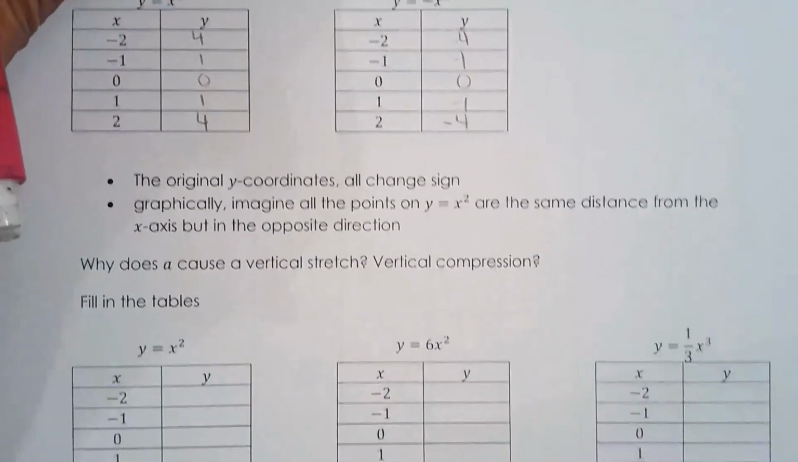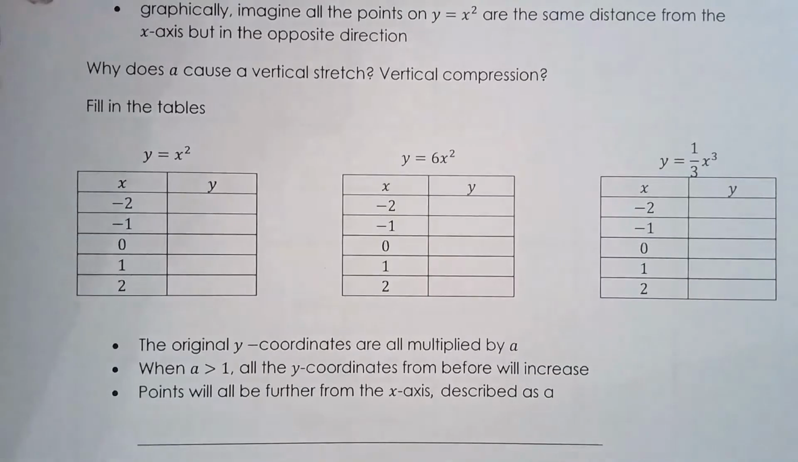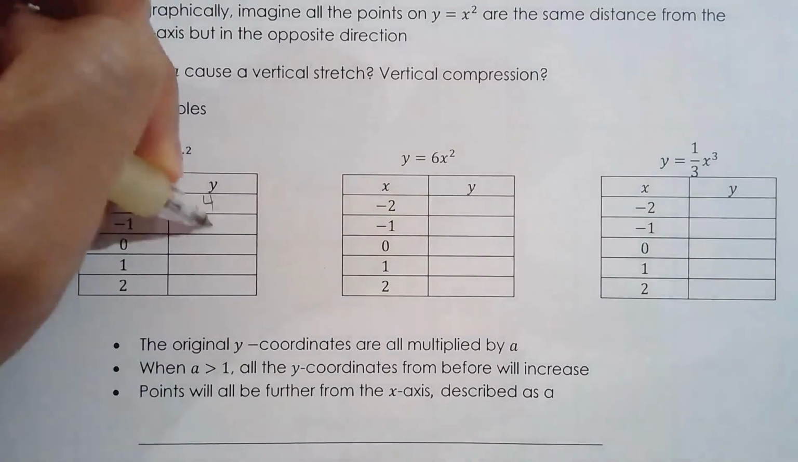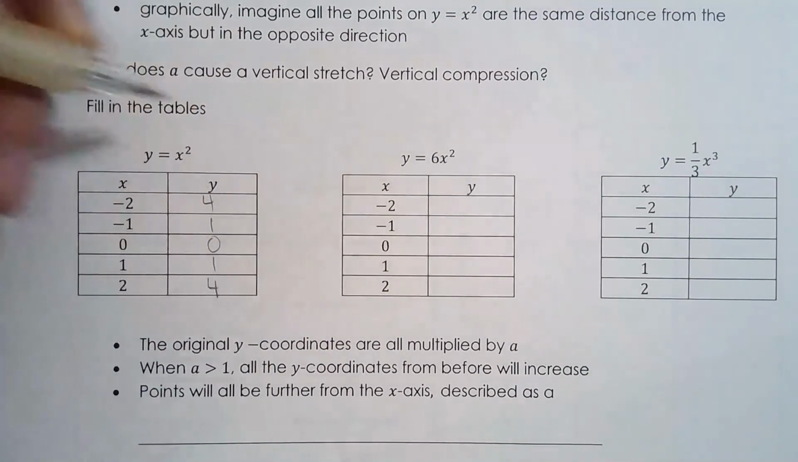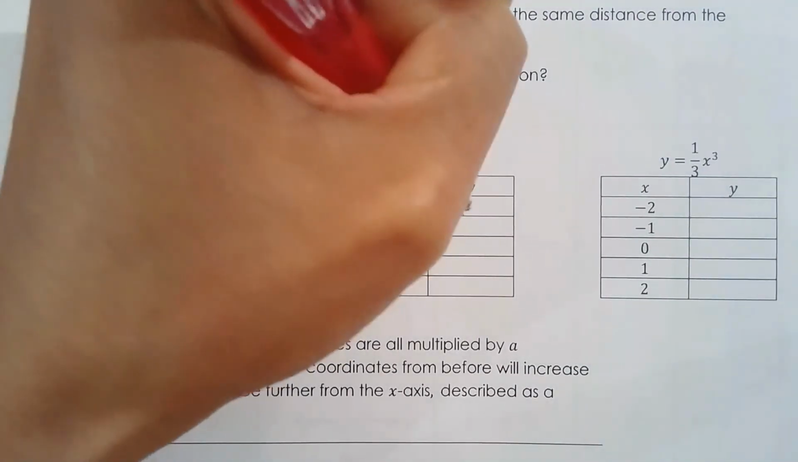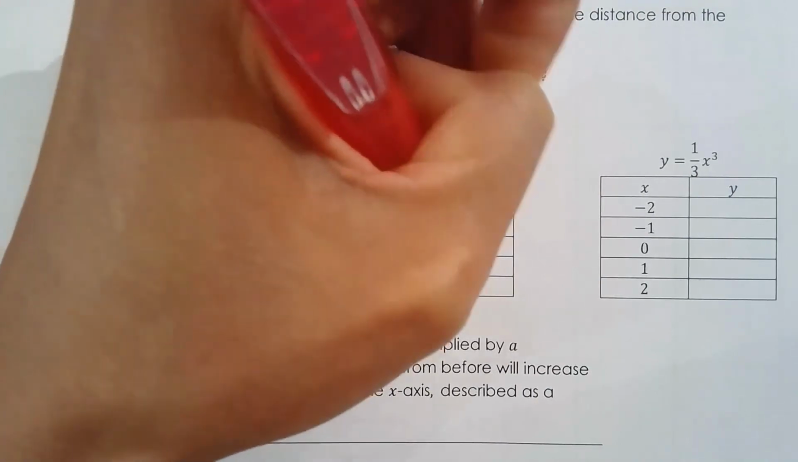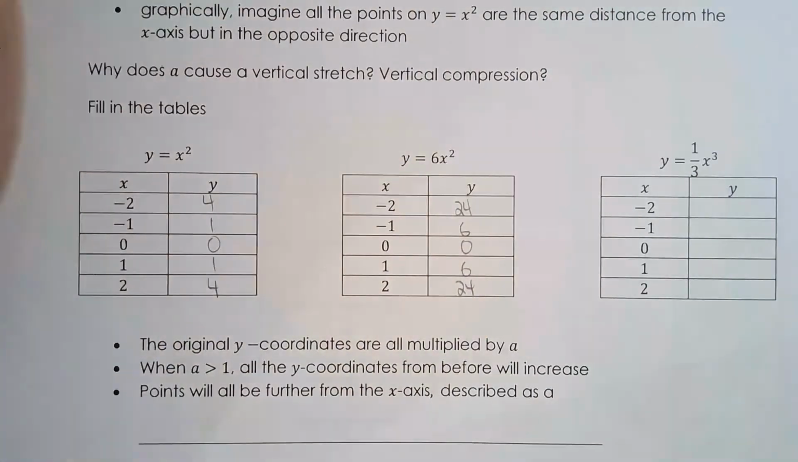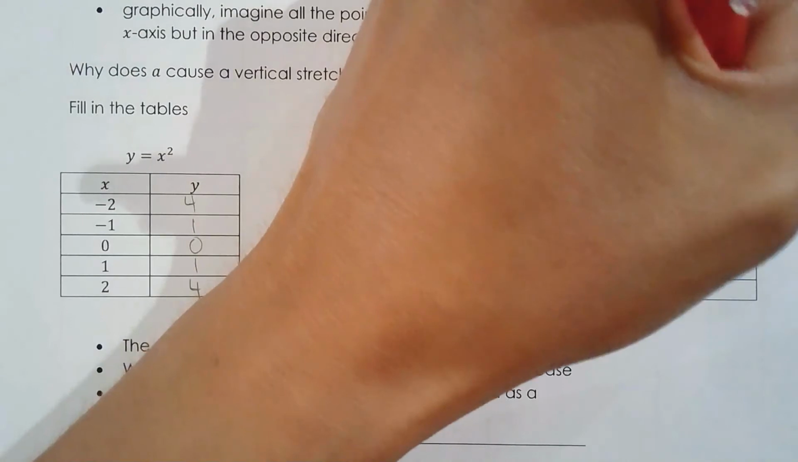Okay, so now last one, stretch and compression. So we'll do 1, 0, 1, 4. So 6, so 24, 6, 0, 6, 24, 1/3, so it's going to be 4/3, 1/3, 0, 1/3, 4/3.